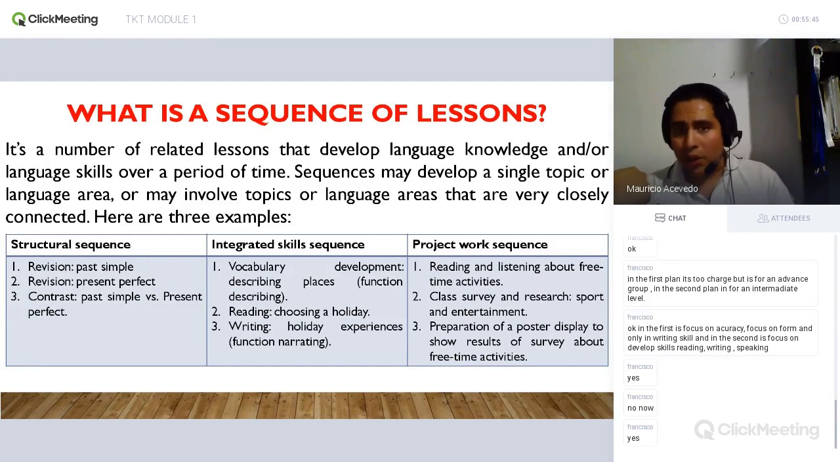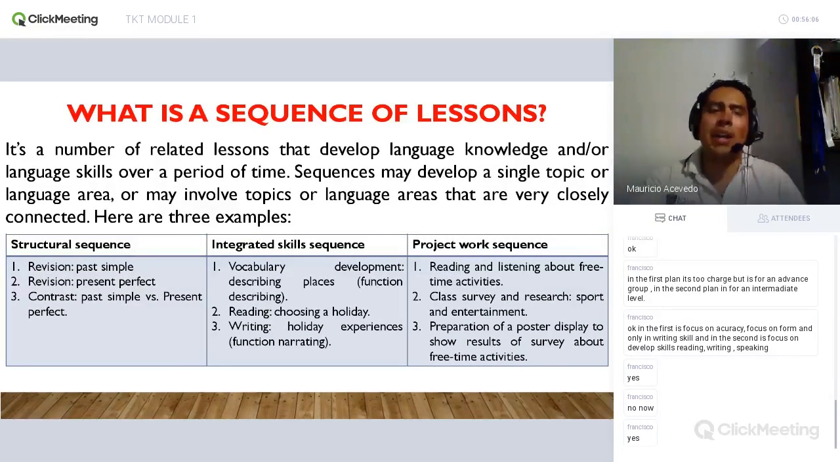First you look at the vocabulary, descriptions, adjectives, etc. Then you start reading about choosing a holiday. So you have an input, you have something to see. And finally, you are going to give a project in which your students are going to talk about holiday experiences, so that they can connect what you saw in the first one and what you saw in the second one.